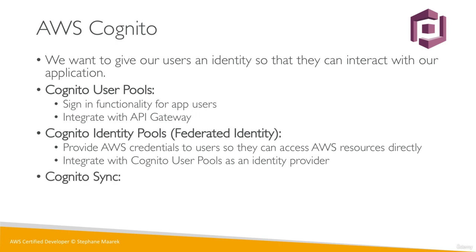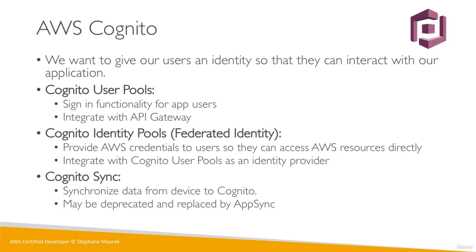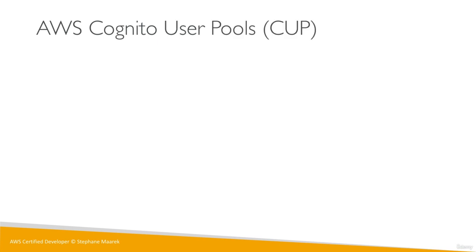Finally, we have Cognito Sync, which is to synchronize data from a device to Cognito, and it's also probably deprecated and replaced by AppSync. AppSync is currently out of scope for the exam, but Cognito Sync is still asked, so I'm just going to show you what it is. Now, let's start with user pools, or CUP.